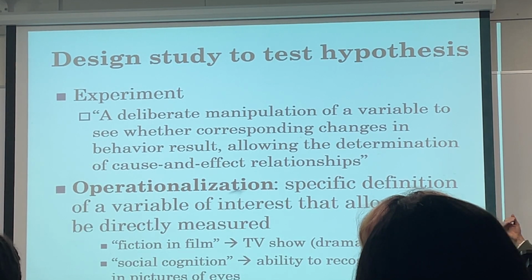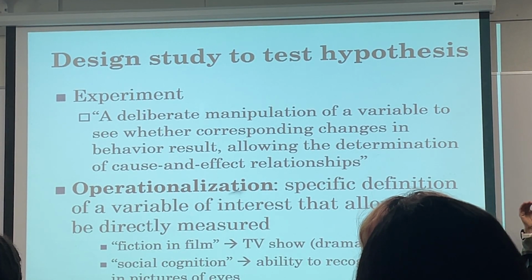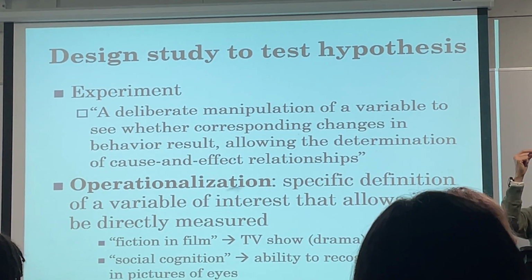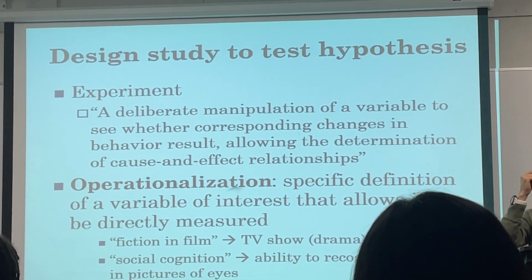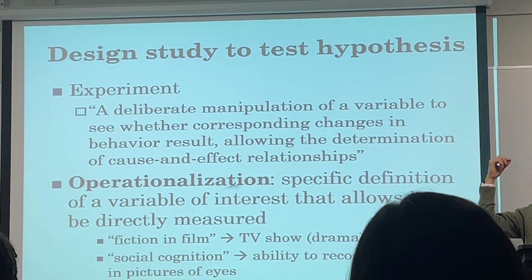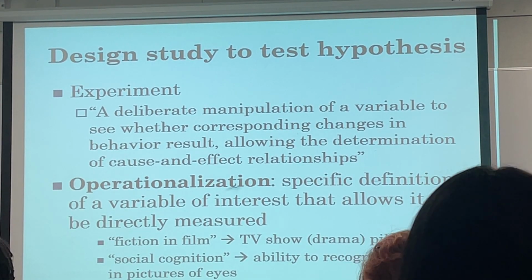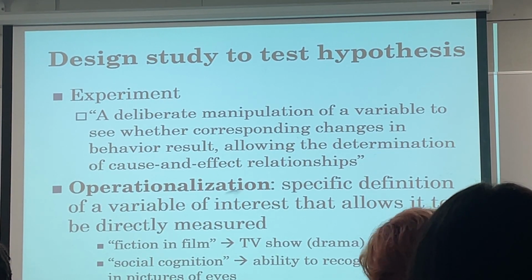Okay, so the variables here are television and social cognition. We can vary television by having people watch TV dramas, documentaries, or not watch anything. Or we could have them watch whatever, but in my example there's only 3, right?